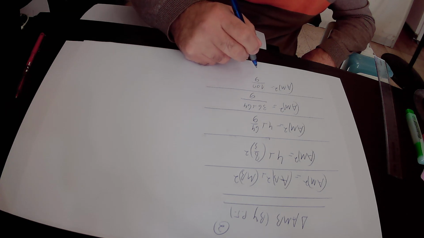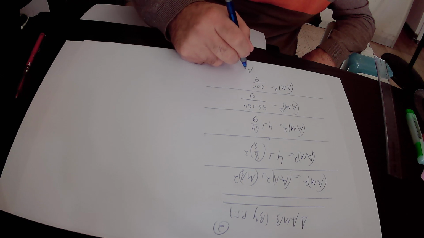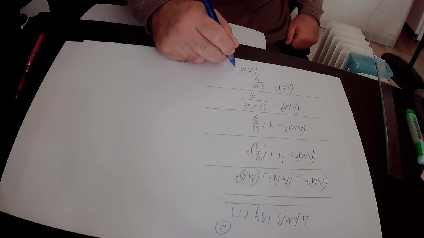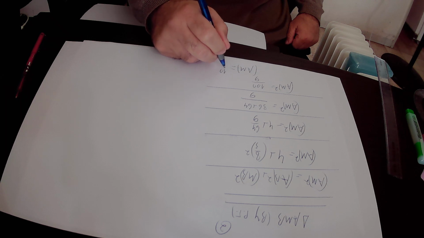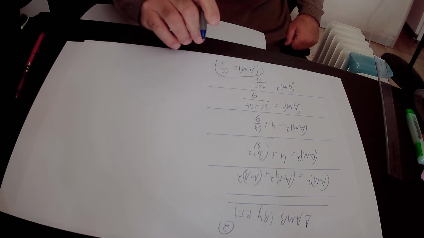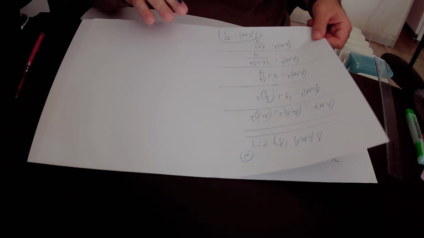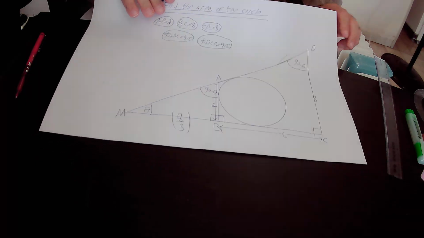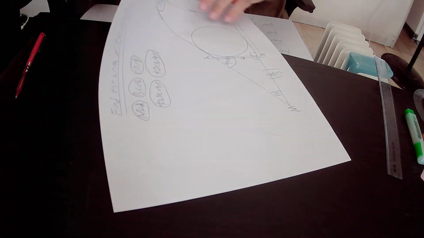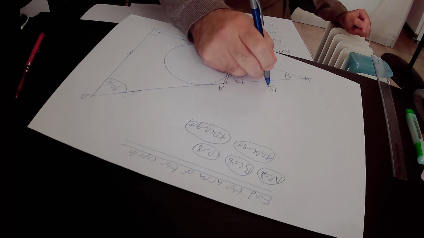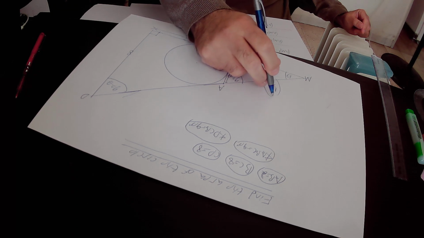Here we take the square root of this equation and finally we get that AM equals the square root of 100 over 9. The square root of 100 is 10. The square root of 9 is 3. In conclusion, we found that the length of line segment AM is 10 over 3 units. So we write it down here in the original drawing: the length of this line segment AM is equal to 10 over 3 units.